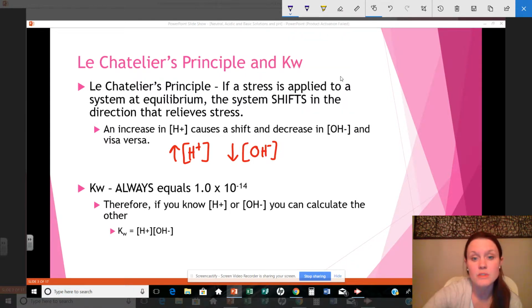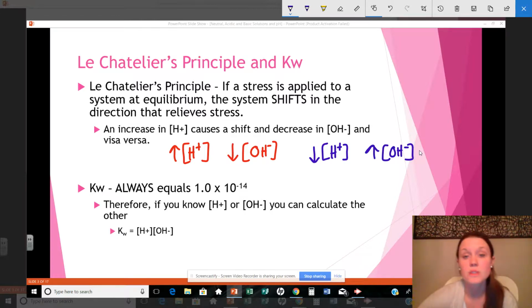So then the opposite would also be true. If we decrease one, the other will increase. Okay, so that's how Le Chatelier's principle relates to our equilibrium constant in acids and bases. It has to do with when you affect one concentration, so when you increase hydrogen or decrease hydrogen, you will either increase or decrease hydroxide.